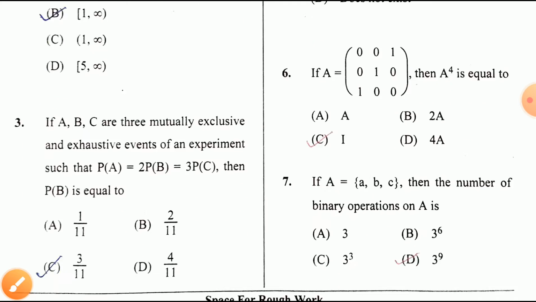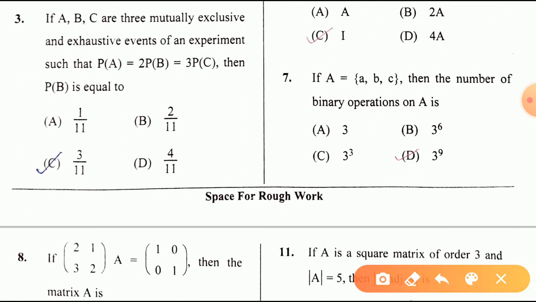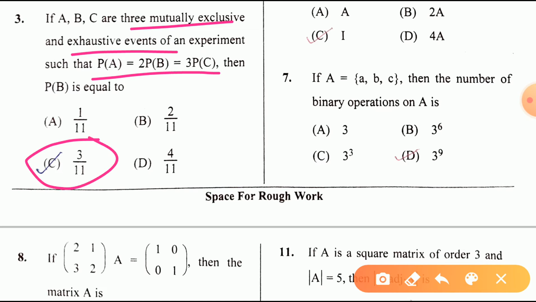Okay. Next, question number 3. If A, B, C are mutually exclusive and exhaustive events of an experiment such that P(A) = 2P(B) = 3P(C), then P(B) is equal to 3 by 11.